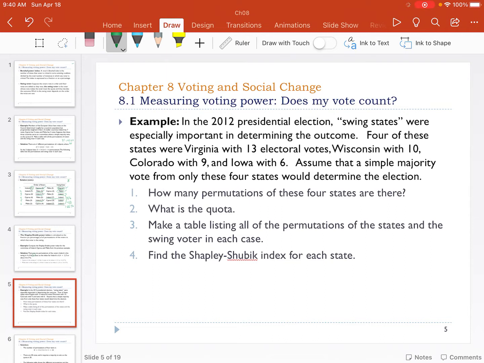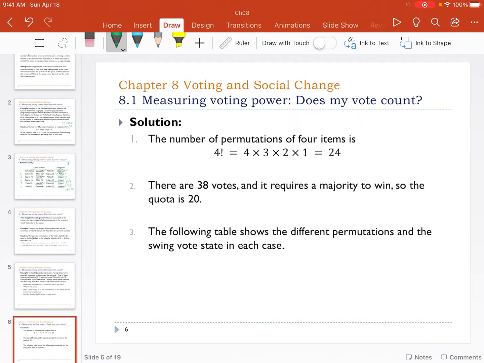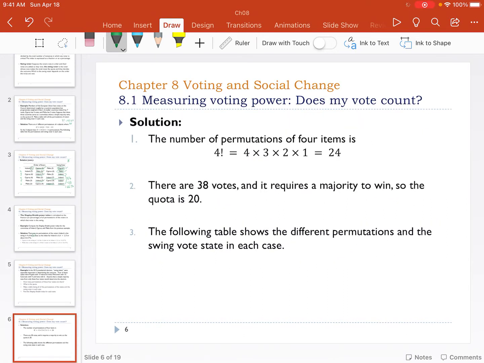Now, let's assume that somehow these 4 states represent all 51 states in the D.C. They don't, but let's just take them out anyway, and assume a simple majority vote from just these 4 states would determine the election. How many permutations of these 4 states are there? Well, there's a lot. We did mention 24, so let's take a look again. The number of permutations is 4 factorial.